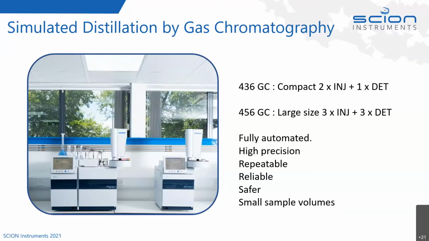Otherwise, we have the larger GC. It can accommodate more detectors and injectors, three of each, and the column oven size is almost twice the depth of the little 436. Both ovens can accommodate the 7-inch GC cages. You use traditional nut and ferrule connectors, so you can use columns not just from SCION, which we do sell, but other manufacturers too. So if you've got some old traditional columns, they'll fit in both the 436 and the 456.